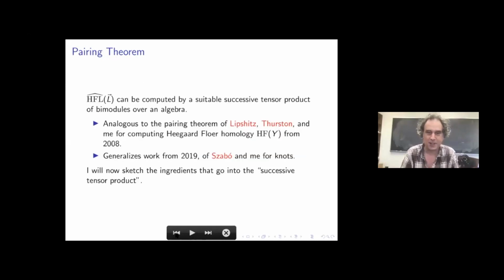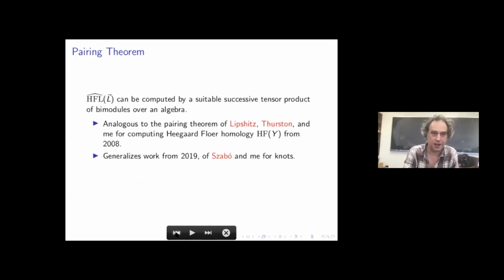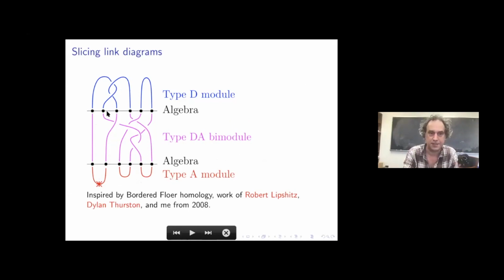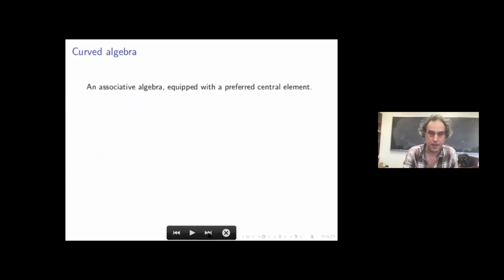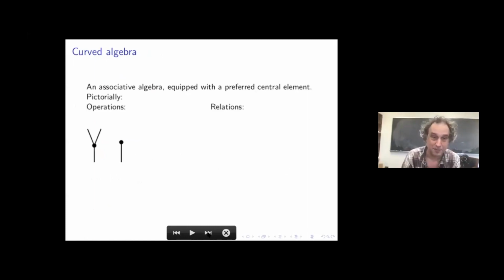Okay. So now I'm going to talk about something else, which is this bordered approach. Like I said, we have various ingredients, and the simplest ingredient to describe right now is what we associate to a horizontal cut. What we associate to a horizontal cut is a curved algebra, which is simply an associative algebra with a preferred central element. But I'll draw it like this.